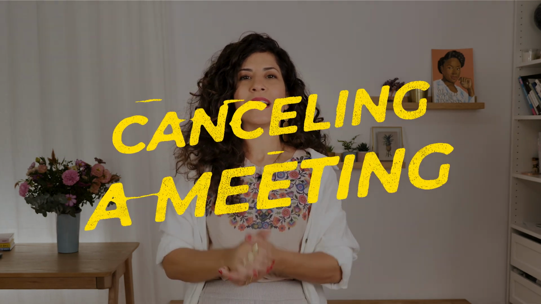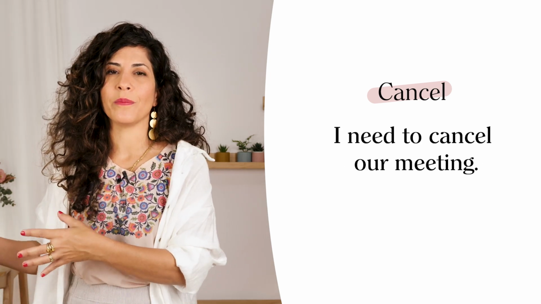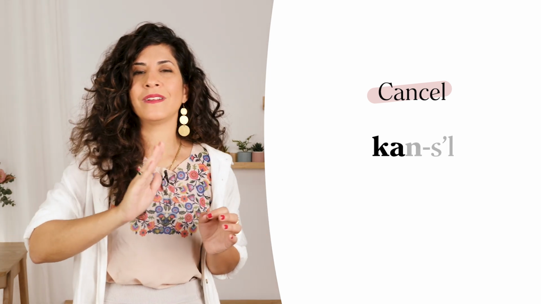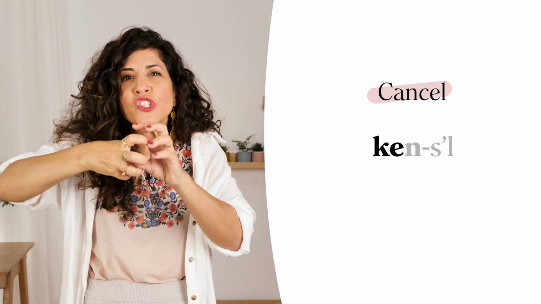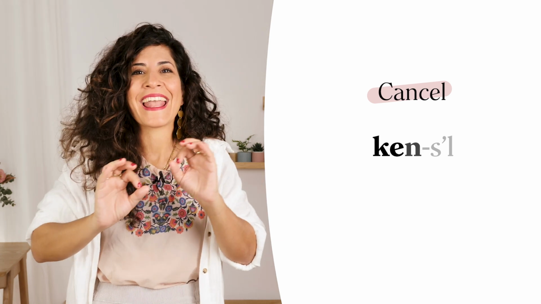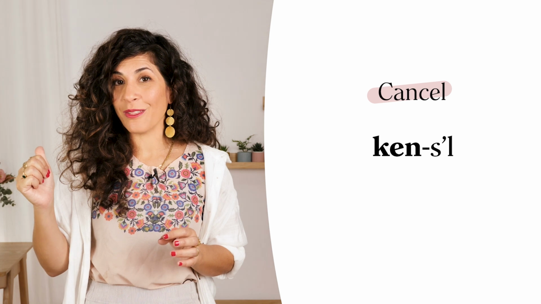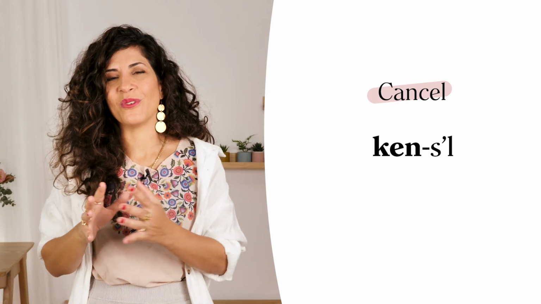All right, and finally, let's talk about canceling a meeting. So you can say something like, "I'm sorry, I'm going to have to cancel our meeting." Or "I need to cancel our meeting." Let's talk about the pronunciation of the word cancel. It starts with a k sound, then it's the eh sound. It's technically a, but before an n, it's smooshier. Cancel. An s sound and a dark L. Remember the dark L that we talked about? So, cancel. I need to cancel our meeting.